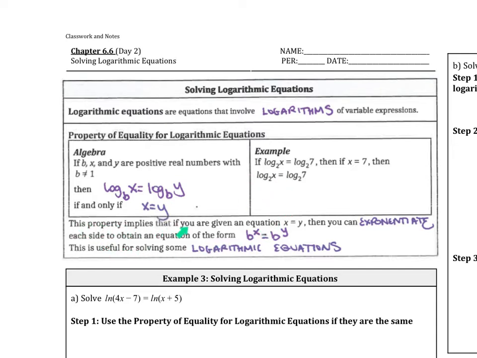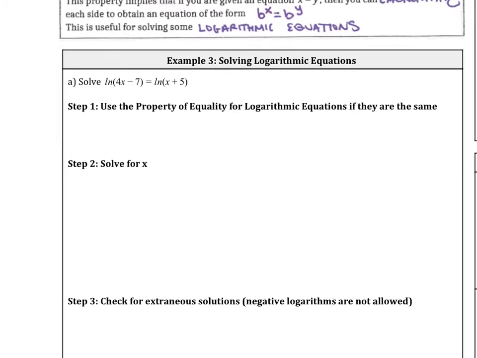This property implies that if you're given an equation x equals y, then you can exponentiate each side to obtain an equation of this form, b to the x equals b to the y. And this is useful for solving some logarithmic equations. So let's try example 3.